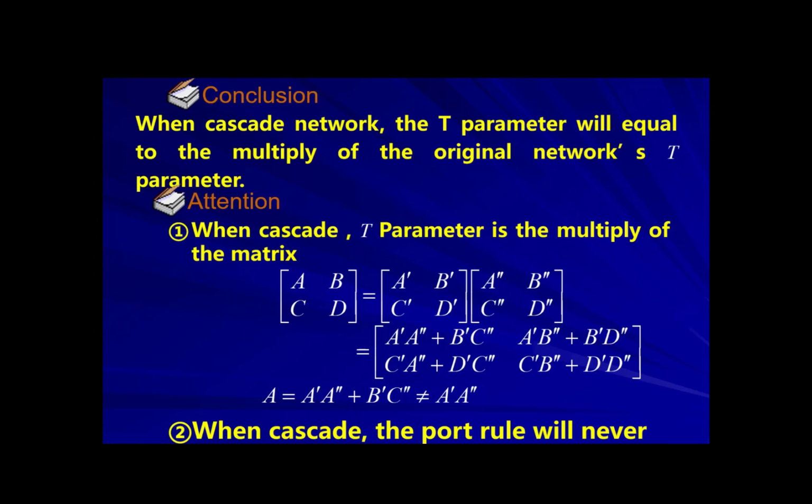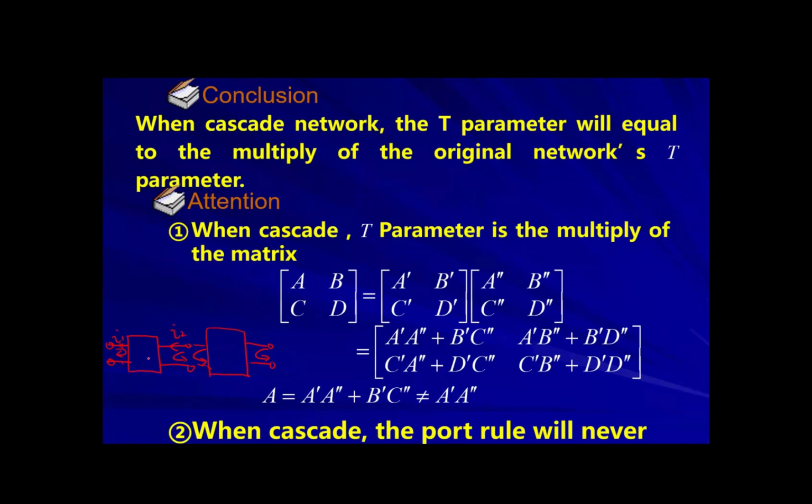When cascaded, the port rule will never break. What does this mean? The port rule means this I1 flows in and will flow out. This I2 flows in and flows out. When cascaded, this I1 flows in, flows out. So this I2 will equal this current also, and this current flows in, flows out. So the port rule will never break.